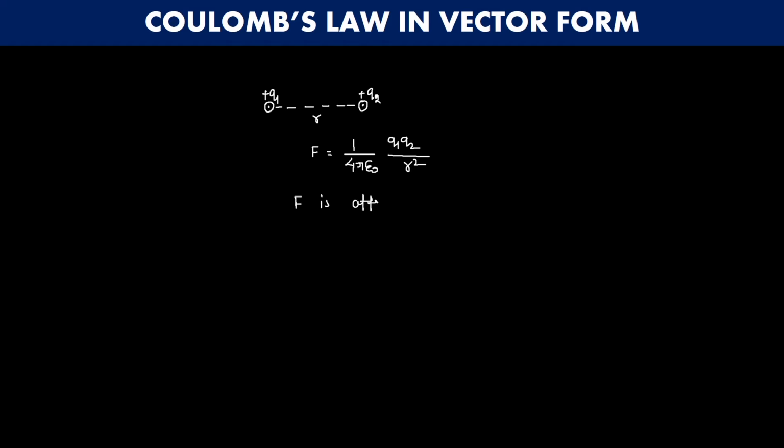attractive or repulsive. We cannot derive the attractiveness or repulsiveness of the force from this equation. Although we may say that the two charges are positive, that's why the force is repulsive, but it cannot be derived from this equation. So we are going to derive the equation in the vector form, which will provide the necessary information about the direction of force.